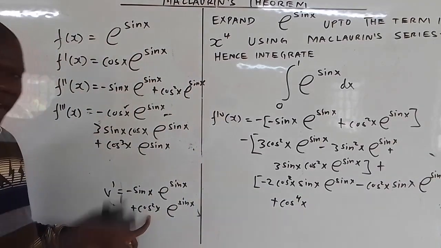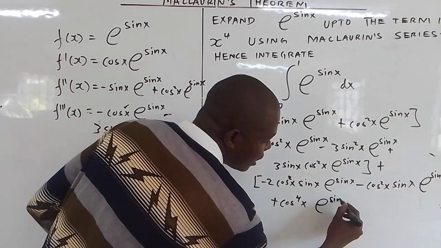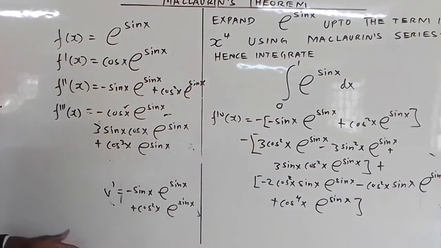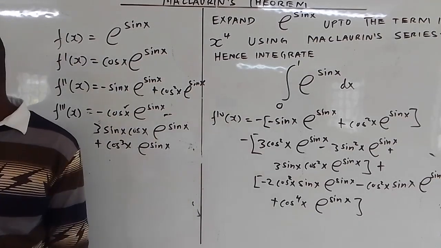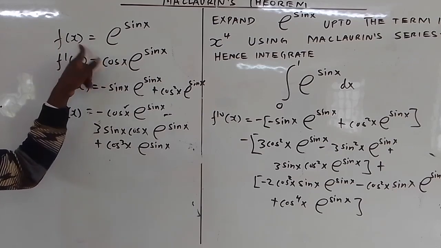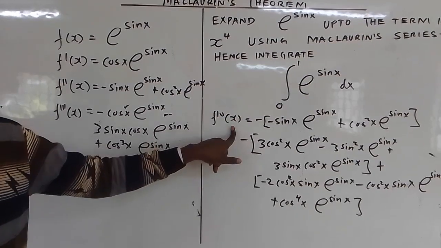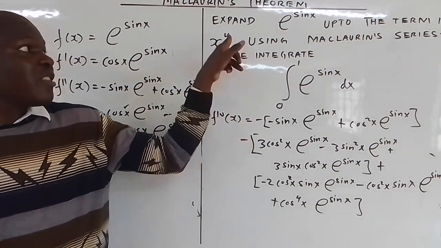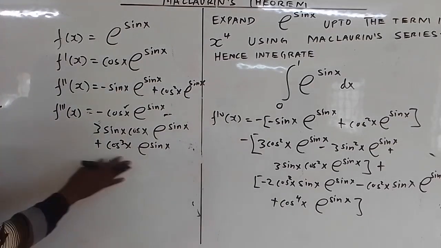Using the laws of indices, cos squared x times cos squared x gives cos raised to power 4 times exponential sine x. That is the end. You can see it was a very simple thing. So from there, you found f, the first derivative, second derivative, third derivative, and fourth derivative. The moment we get the fourth derivative means we are going to get the term x raised to power 4, isn't it? So let us now get our f's of zeros.